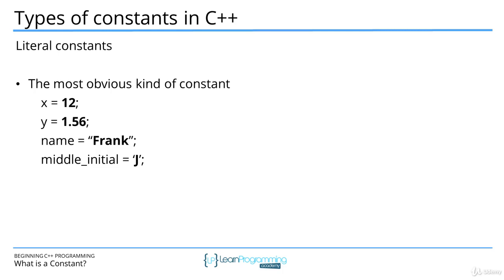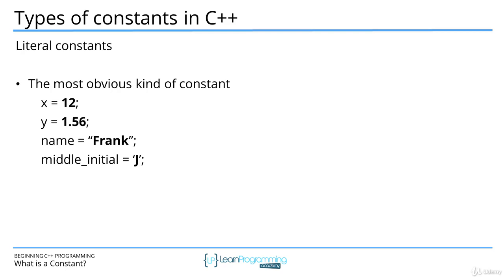Literals are the most obvious kind of constant. We can use literals throughout our code, and we often do. They're used to express specific values. We've already seen examples of literals. In this slide, you can see that 12, 1.56, franc, and the character j are examples of literal constants. For example, the floating point literal constant 1.56 always expresses the value 1.56.